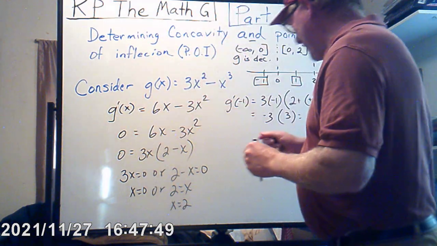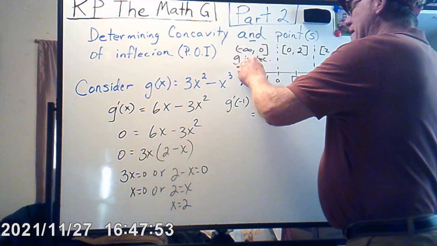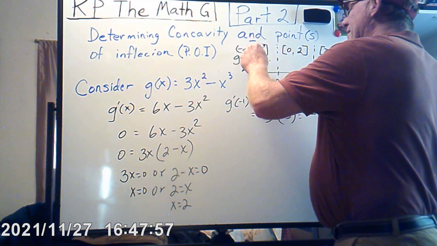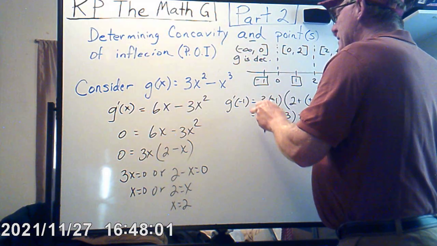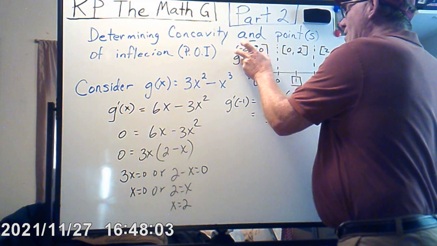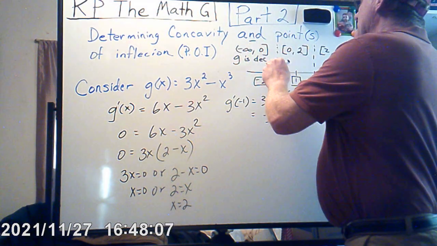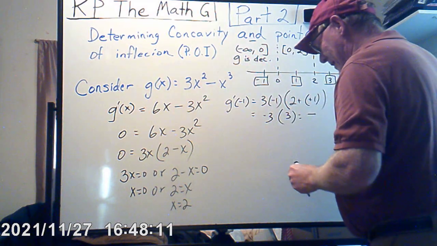Okay, back to the show. This is negative, which means you need to show both of these. G is decreasing on this interval. You might want to say on the interval. Alright, so we have g decreasing, okay?